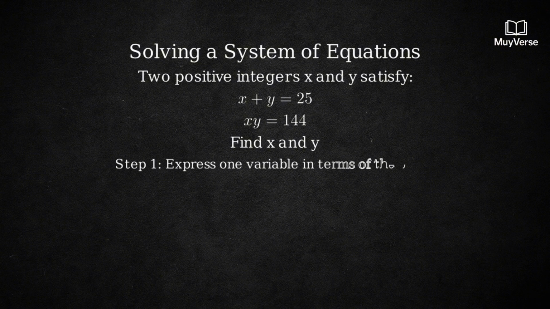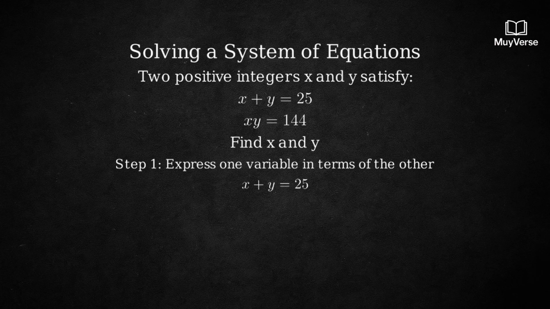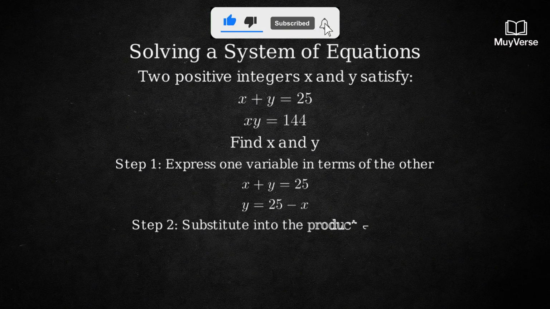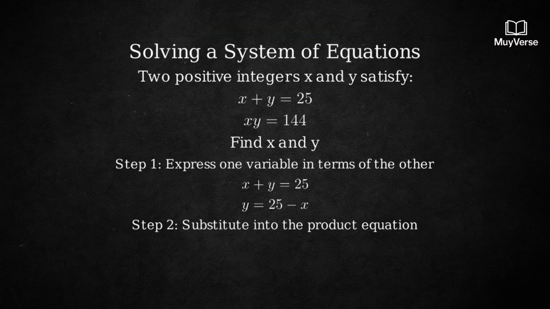Step 1. Let's express one variable in terms of the other. From the first equation, x plus y equals 25, we can solve for y. We get y equals 25 minus x. Step 2. Now, we substitute this expression for y into the product equation. We have x times the quantity 25 minus x equals 144.